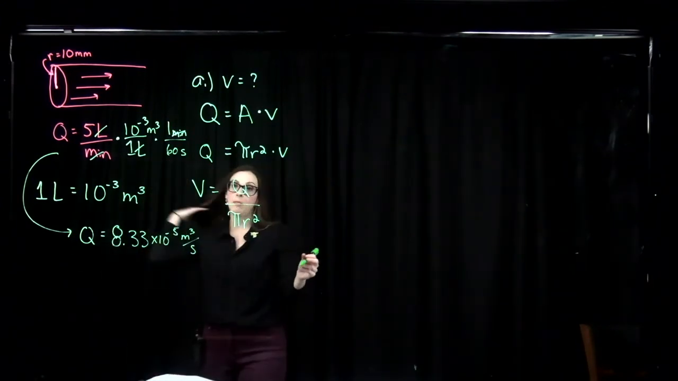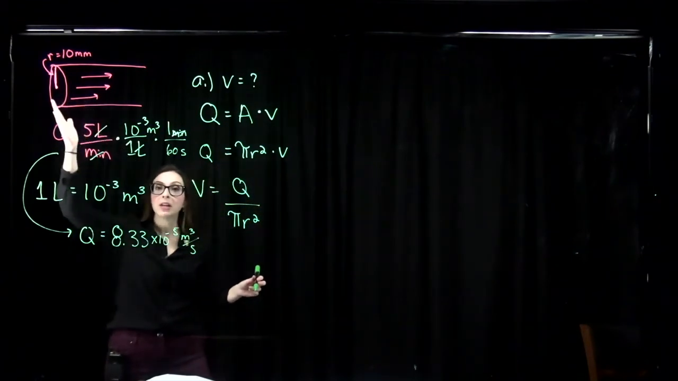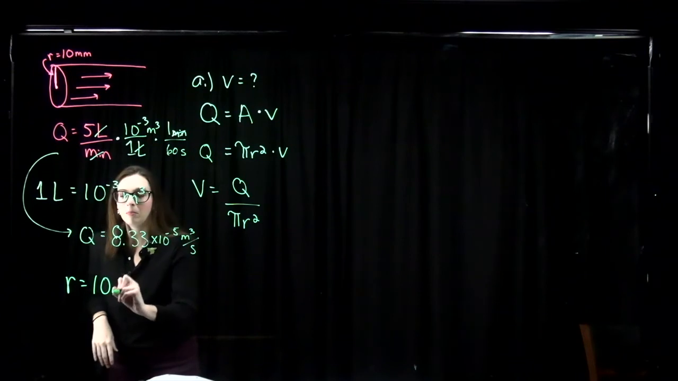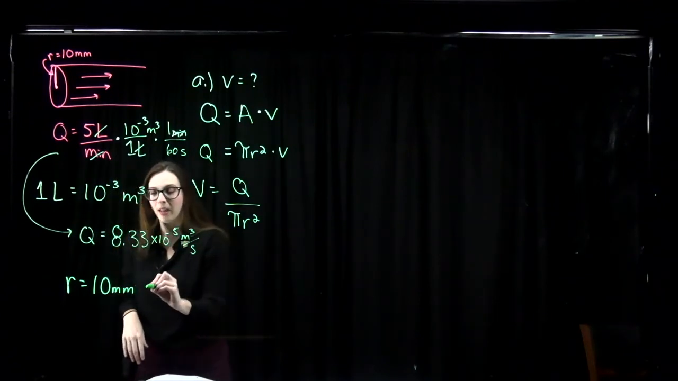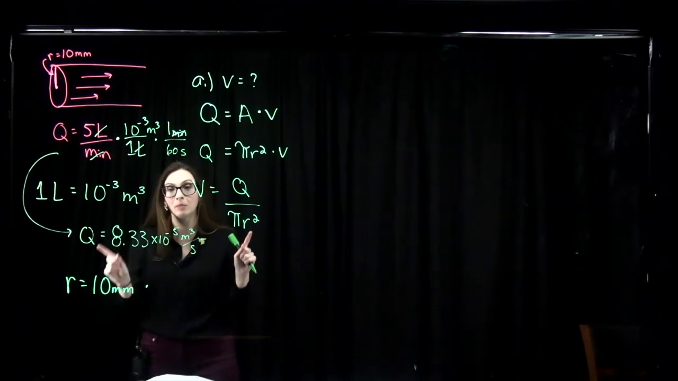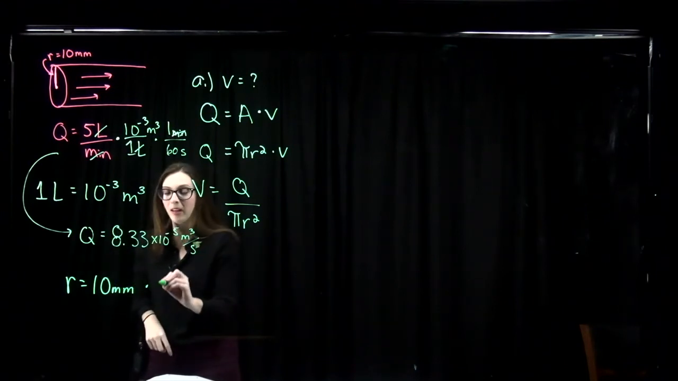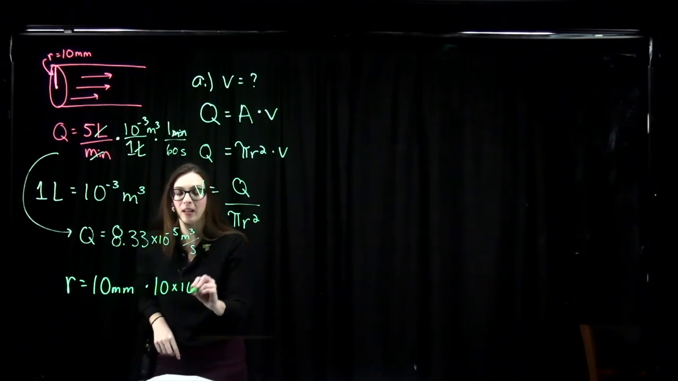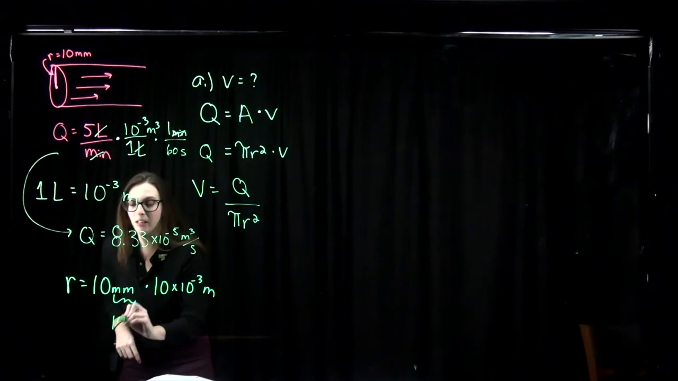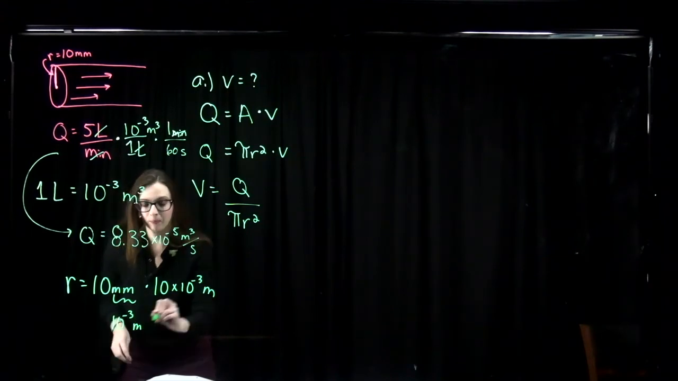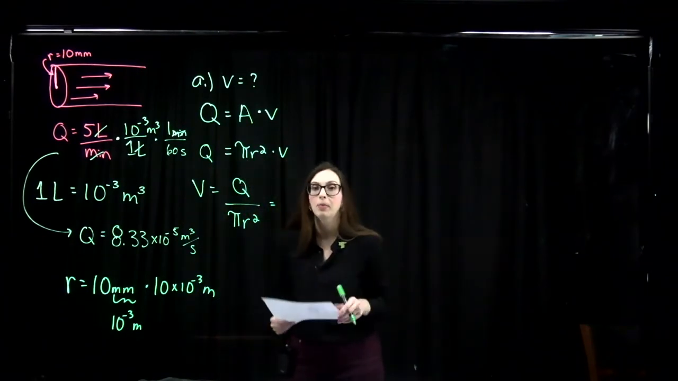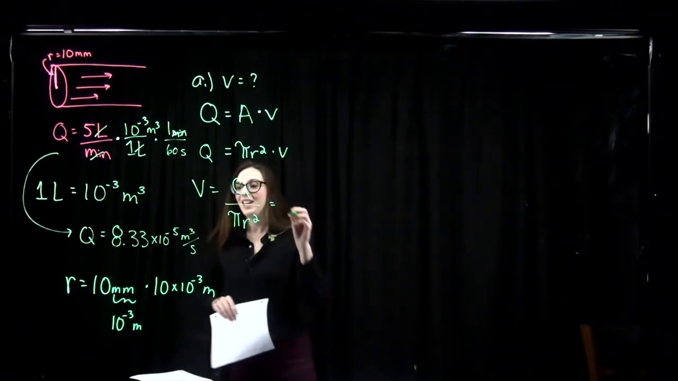And I have to get my radius from millimeters into meters. So r is equal to 10 millimeters, okay? And 1 millimeter is 10 to the minus 3 meters. So this is the same thing as 10 times 10 to the minus 3 meters, because 1 millimeter is the same as 10 to the minus 3 meters.